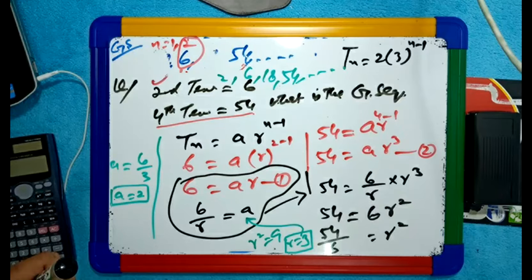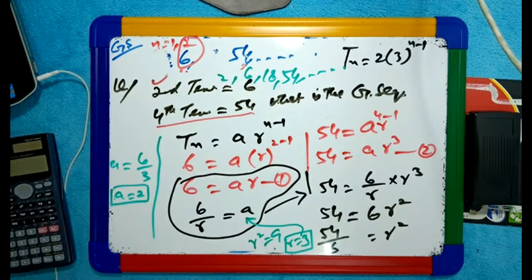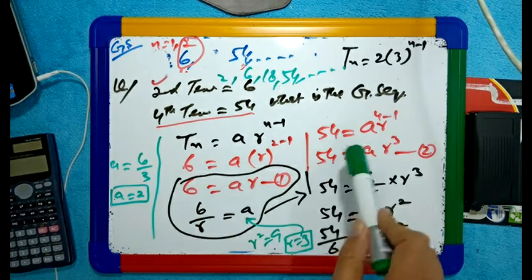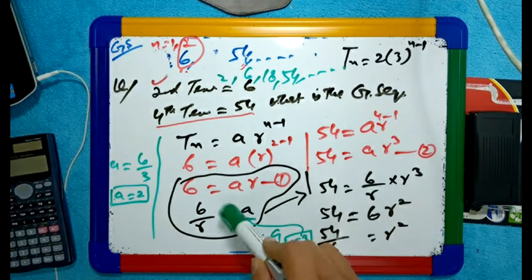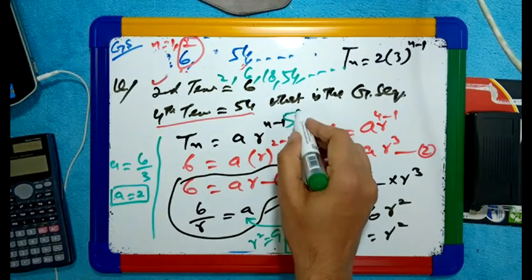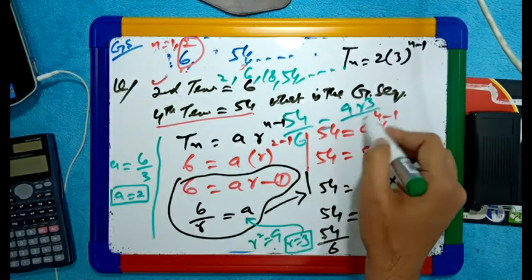You got it? Yeah, I got it. Very good. So in this only solving these equations is different. You can also divide the first equation by the second equation. This is another method. Left side divide separately, right side divide. 54 divided by 6 equal to AR cube divided by AR, right? So A cancels, R square equal to 9 and R is equal to 3. How easy is this one?